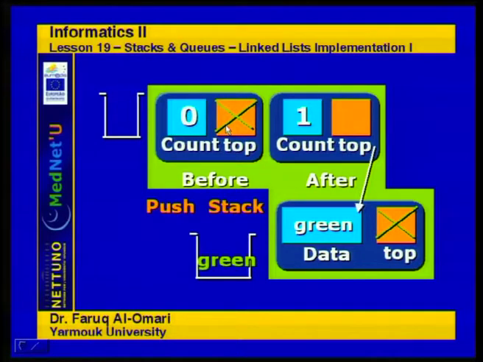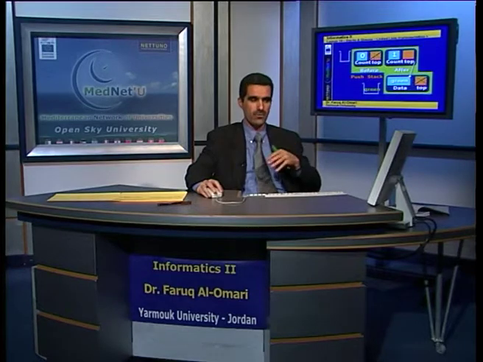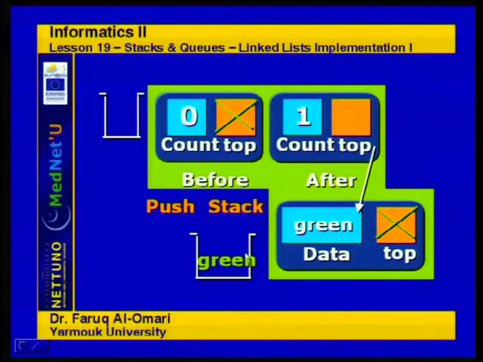I have a new customer. All right, I'm going to add it to the container. This customer, the data in there called green. Okay, fine. Then instead of making this point to null, I'm going to make it point to this new node.